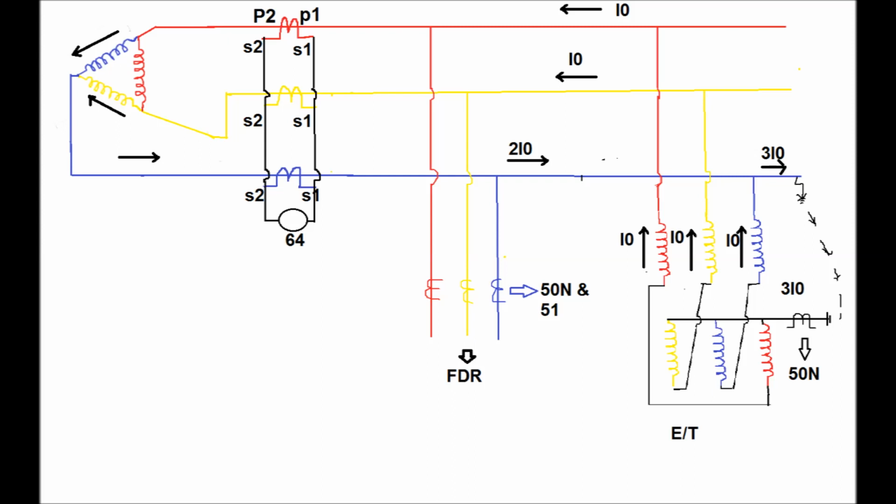This earth fault relay will detect the earth fault and send a trip signal to the transformer and thereby clear the earth fault from the main bus. The circulation of the fault current has been shown in this diagram.